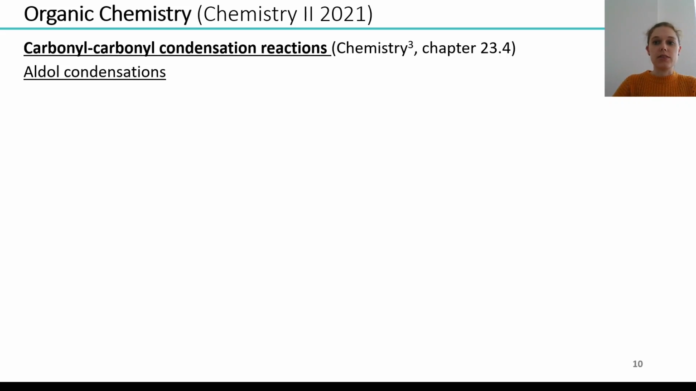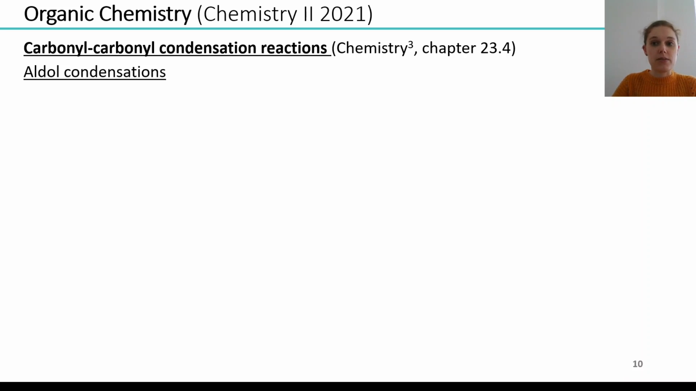Now we will start to have a look at carbonyl-carbonyl condensation reactions. In this type of reaction, two carbonyl molecules react together to form one single organic product and a small molecule, which is typically water. In general, this reaction takes place in two parts. In the first part, two aldehyde or ketone molecules react so that one molecule undergoes an alpha substitution and the other molecule undergoes a nucleophilic addition reaction. Then in the second part, the organic molecule loses water.